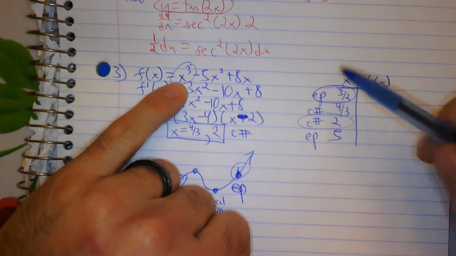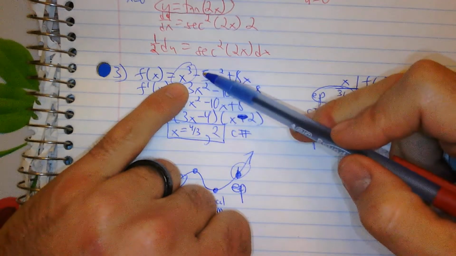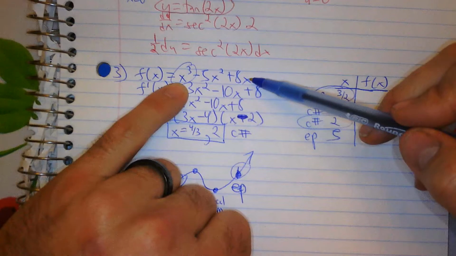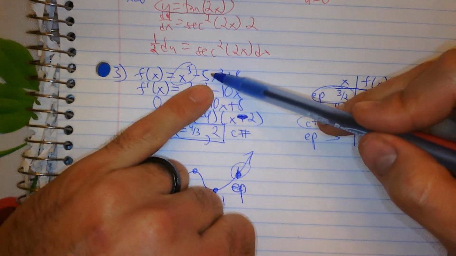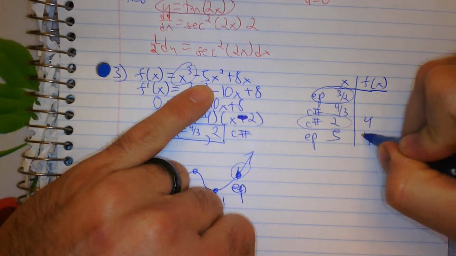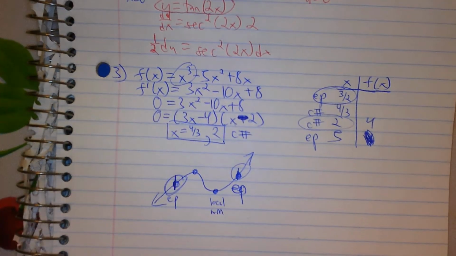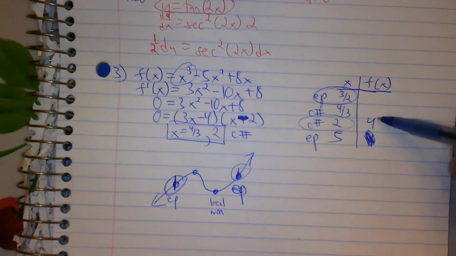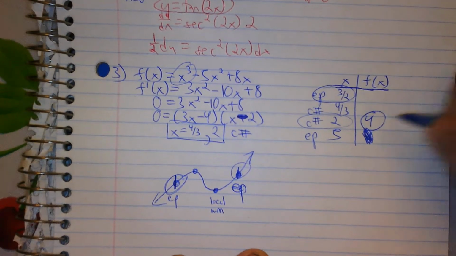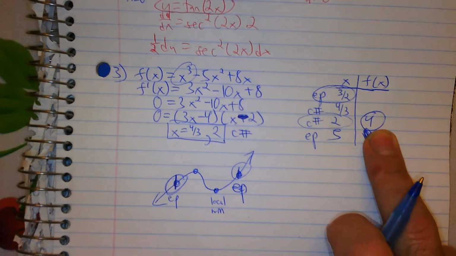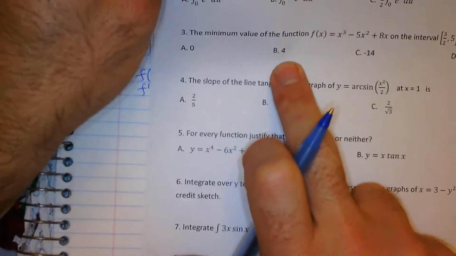Let's try 2. That's 2, 4, 8, 16. 8 plus 16 is 24. 2 squared is 4, times 5 is 20, minus 20, that's 4. Okay, you can check 3/2, but you're going to see that it's bigger than 4. So that's our answer. The minimum value is 4. Where does it occur? At 2. What is it? It is 4. Therefore, the answer should be B.